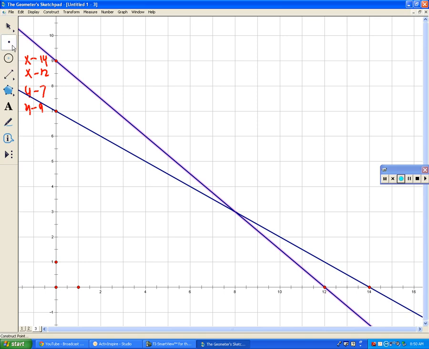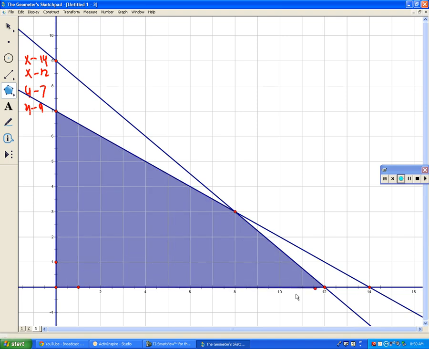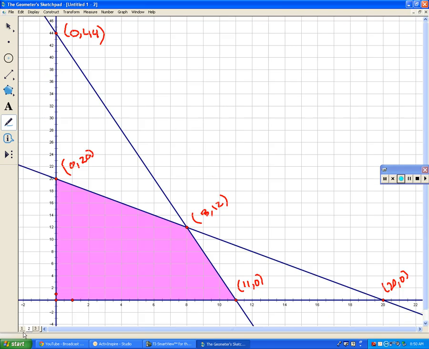And while we're here, let's make a little mark where they cross the x and the y, right? And were these both less than? Yep. So it's this region inside here.